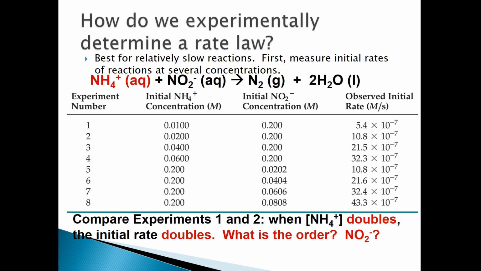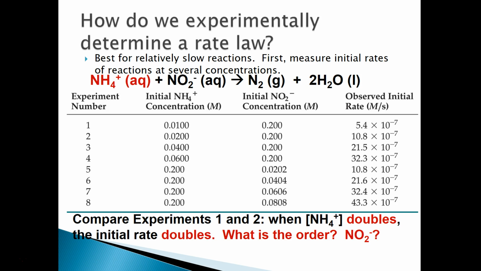Now if we want to see how changing one reactant will affect the rate and not the other, then we're going to have to look for data where one of the reactants' concentration is remaining constant and the other one is changing. And think about it. If we want to determine how changing the concentration of one reactant only affects the rate, then we'd have to keep the other one constant. Because if we're changing the concentration of both of them, there's no way for us to know which one is affecting the rate. So to determine the order with respect to ammonium, I'll use experiments 1 and 2.